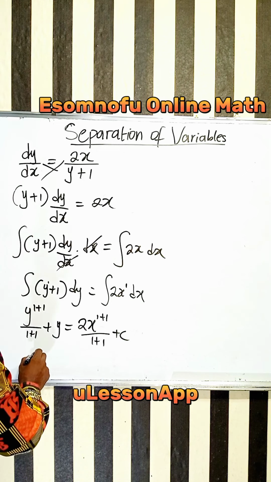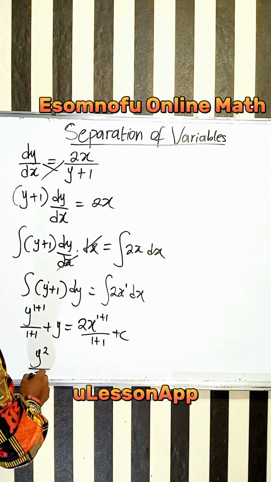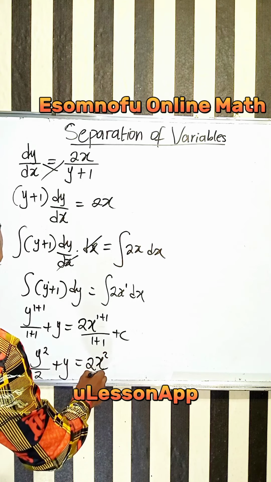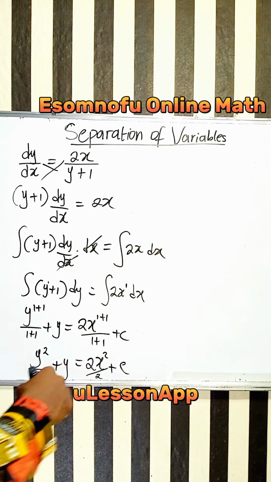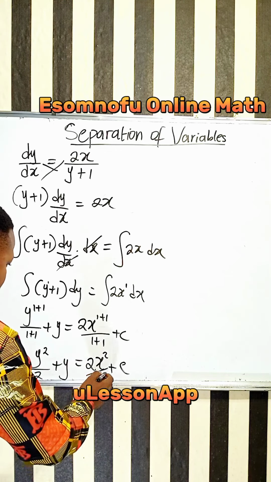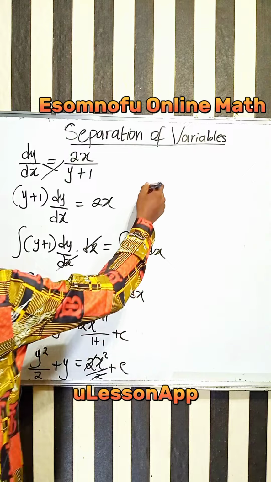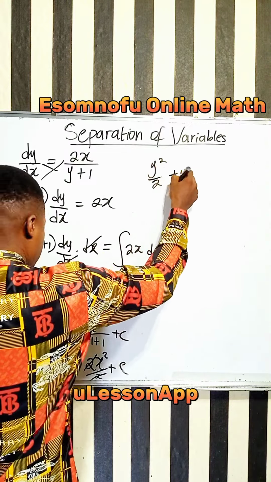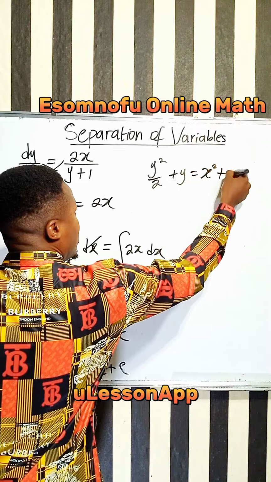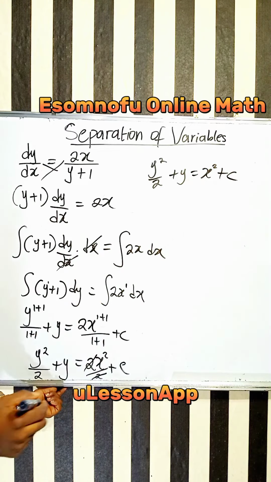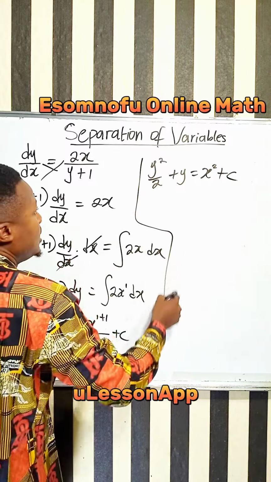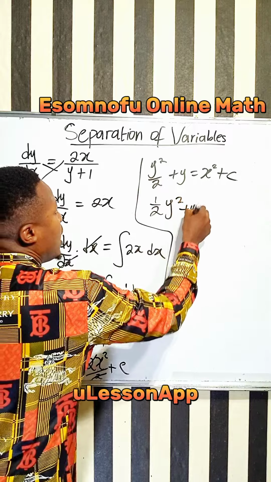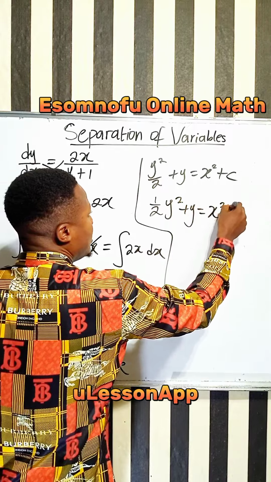From here, we shall have y squared over 2 plus y is equal to 2x squared over 2, then plus the constant of integration. Also, these two will cancel out these two, leaving us behind with y squared over 2 plus y equal to x squared plus the constant of integration. All right, so if you want to write it properly, you can call this 1 over 2 y squared plus y equals x squared plus c.